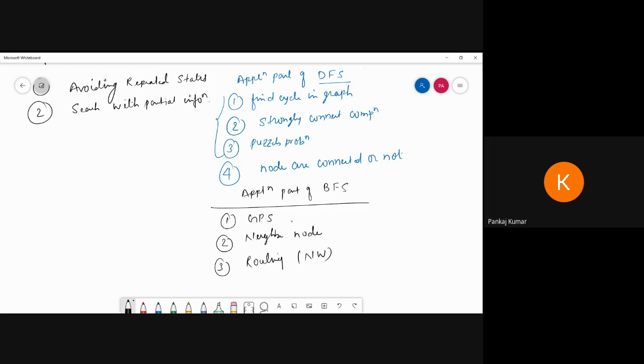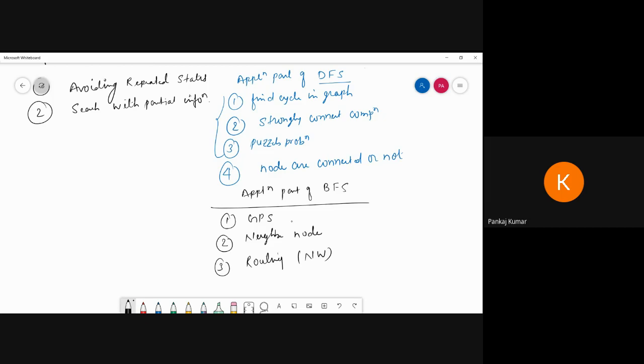BFS is also applicable for strongly connected components, finding out whether the graph's nodes are connected or not, and puzzle solving. We try to find out the puzzle, but it can be made more difficult. So all these things are applicable. Basically GPS, neighbor node, and routing.